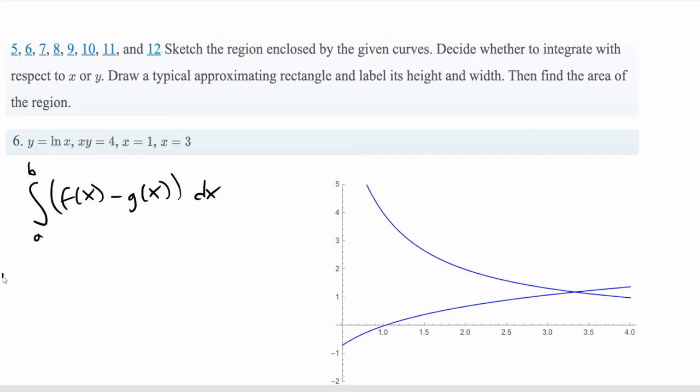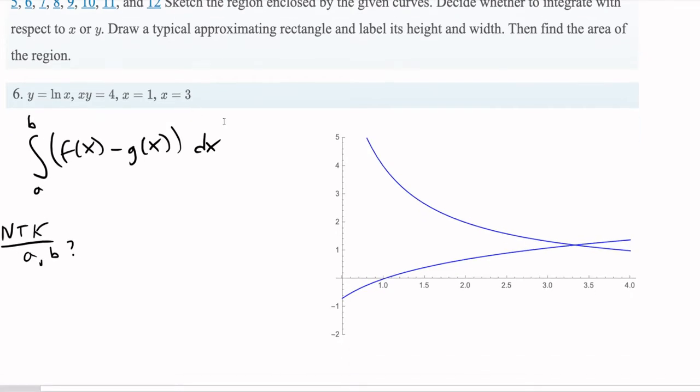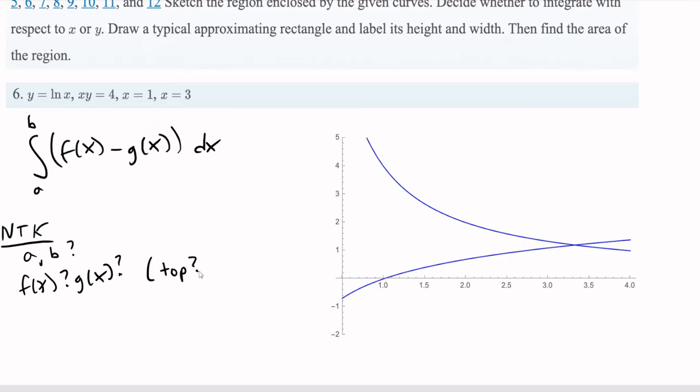Well, things I need to know. I need to know a and b. Okay. Usually that's just given in the prompt. Not always, though. All right, what else? I need to know what f of x is going to be and g of x, aka, right, which function is top and which one's on bottom. That's very important as well.